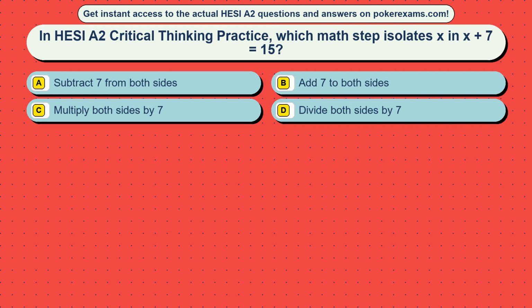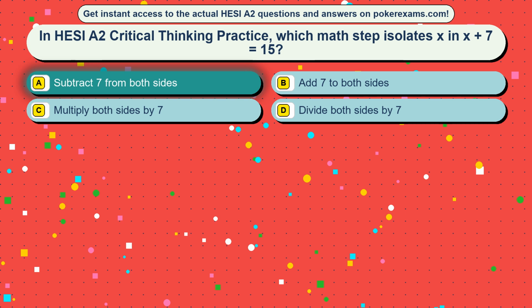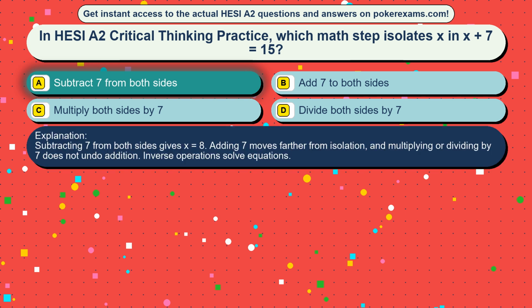Question 33. In HESI A2 critical thinking practice, which math step isolates x in x + 7 = 15? Option A, subtract 7 from both sides, option B, add 7 to both sides, option C, multiply both sides by 7, option D, divide both sides by 7. The correct answer is option A, subtract 7 from both sides. Subtracting 7 from both sides gives x = 8. Adding 7 moves farther from isolation, and multiplying or dividing by 7 does not undo addition. Inverse operations solve equations.